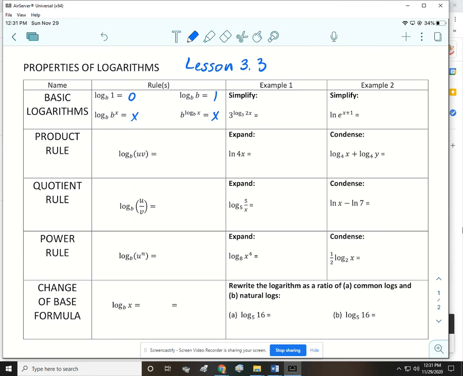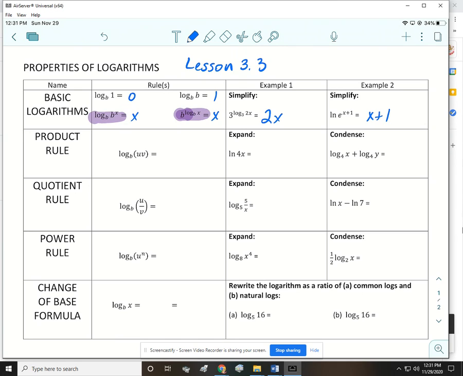So for example 1, beside that, we have 3 raised to log base 3 of 2x. So it's similar to this one right here. So the 3, the log base 3, basically just kind of cancels out. It simplifies away, and you're just left with 2x. All right, and then the natural log of e raised to the x plus 1 is similar to this one. So the natural log of e is going to reduce away, and you're just going to be left with x plus 1. So those were old properties.